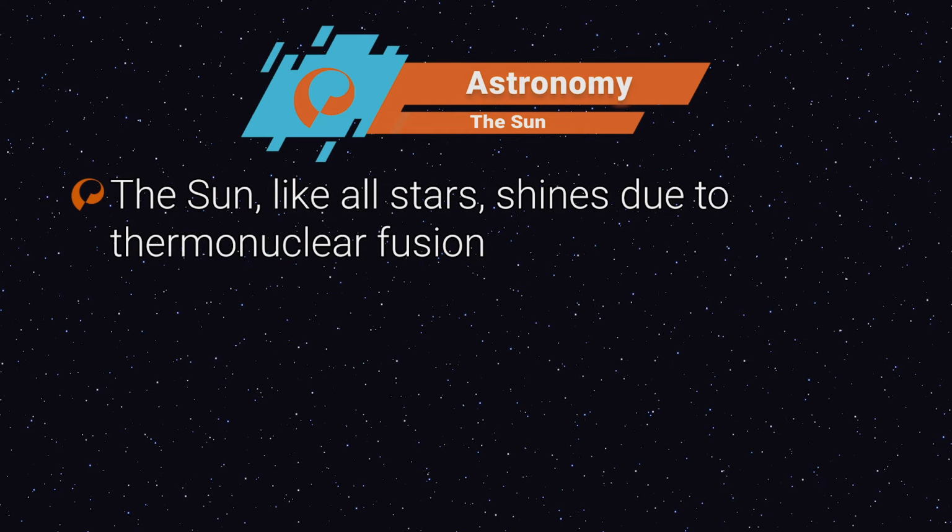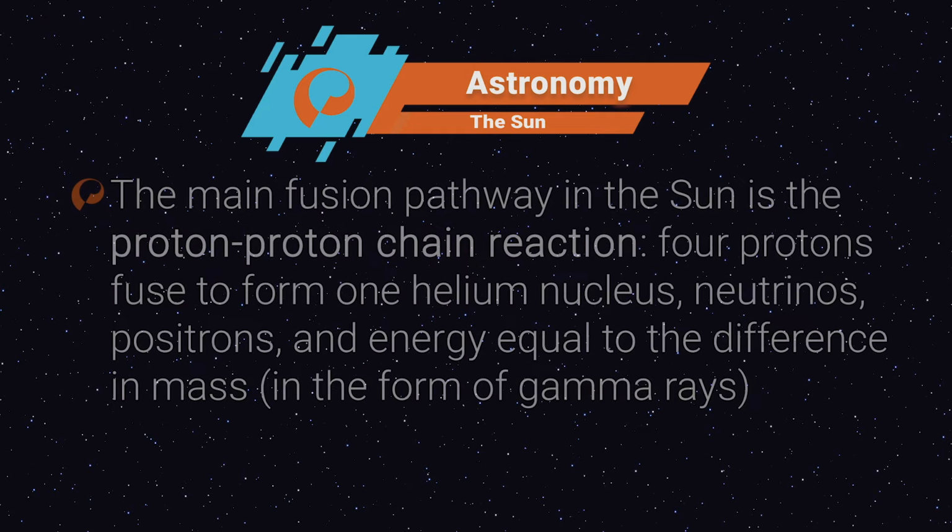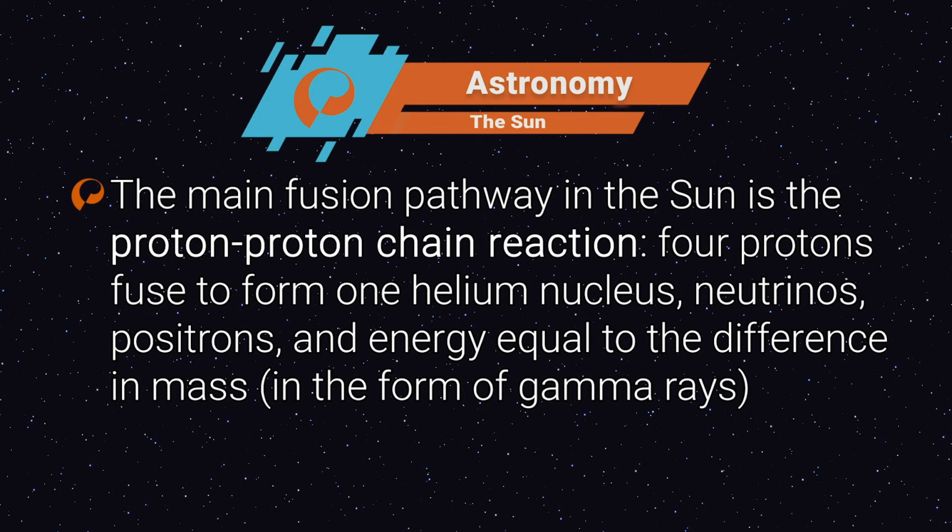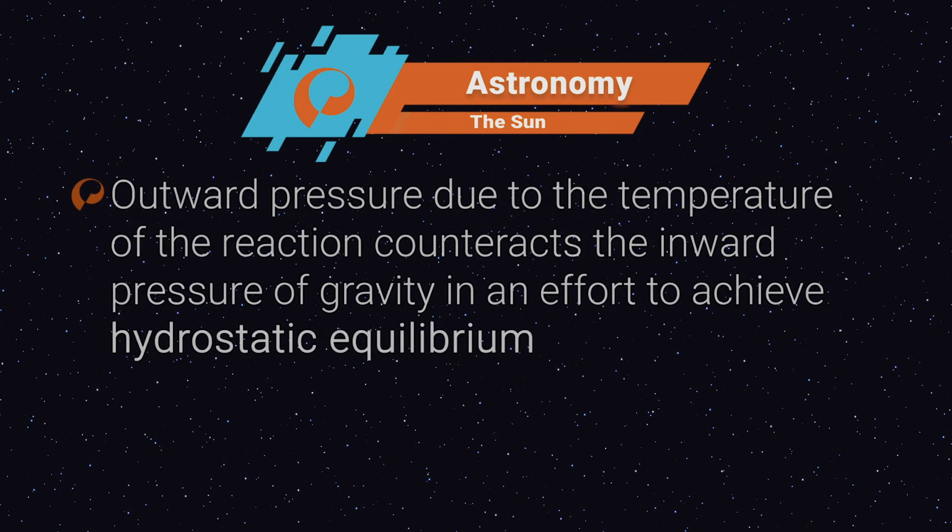The Sun, like all stars, shines due to thermonuclear fusion. The main fusion pathway in the Sun is the proton-proton chain reaction. 4 protons fuse to form one helium nucleus, neutrinos, positrons, and energy equal to the difference in mass, in the form of gamma rays. Outward pressure due to the temperature of the reaction counteracts the inward pressure of gravity in an effort to achieve hydrostatic equilibrium.